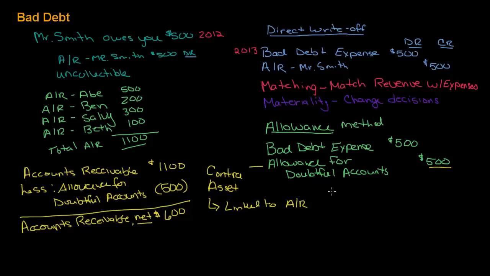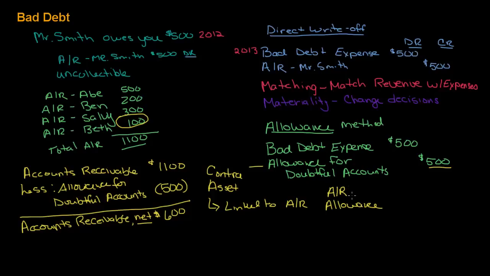Now, what happens when we actually figure out that somebody's not going to pay? Okay, so what happens if Beth doesn't pay? And we have to write off Beth's balance. Well, remember I've got 500 in allowance for doubtful accounts. Now I know who's not going to pay me. So I've got to write off Beth's receivable, and I'm going to use up some of this allowance. So if I look at my journal entry, it would have accounts receivable and allowance. Remember that's allowance for doubtful accounts.